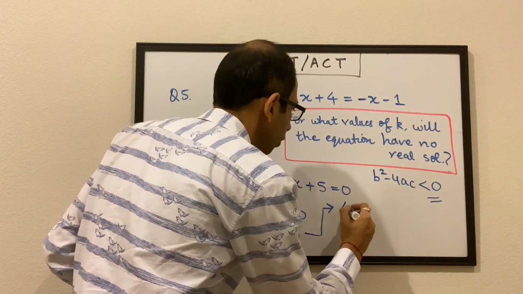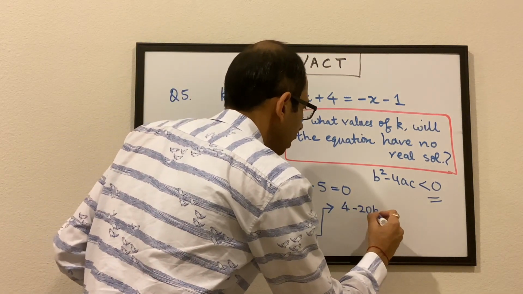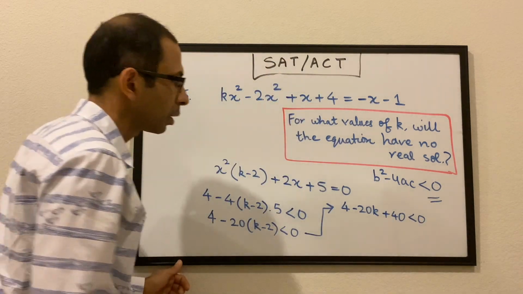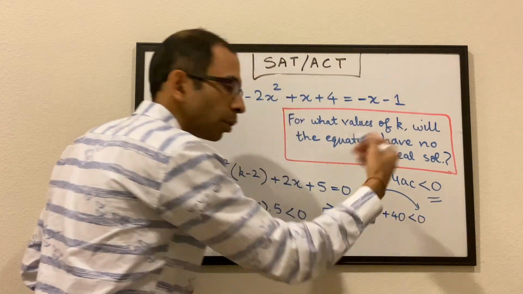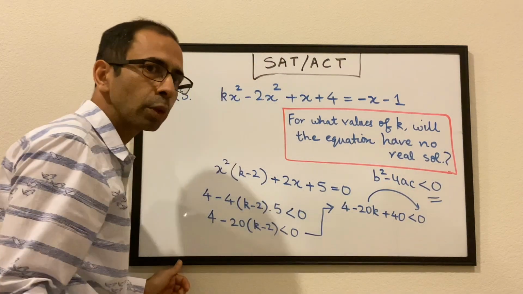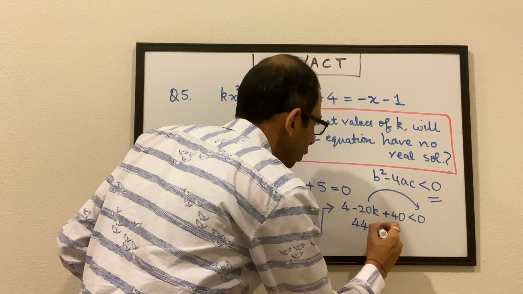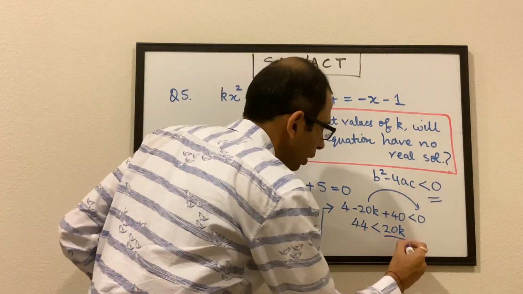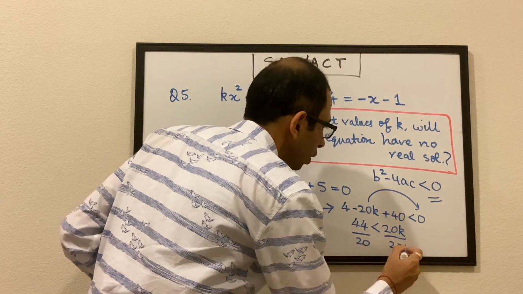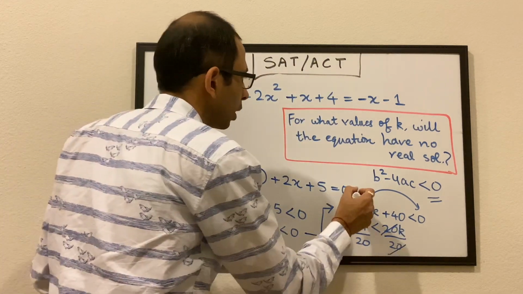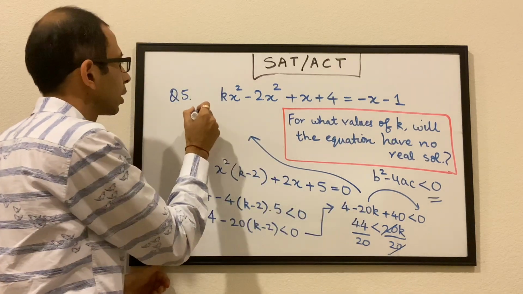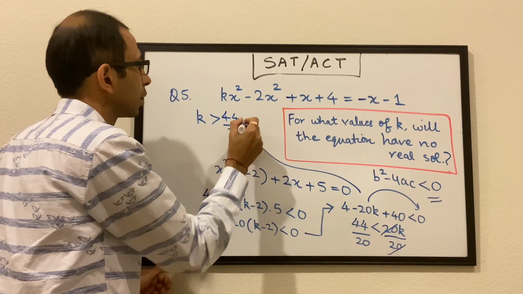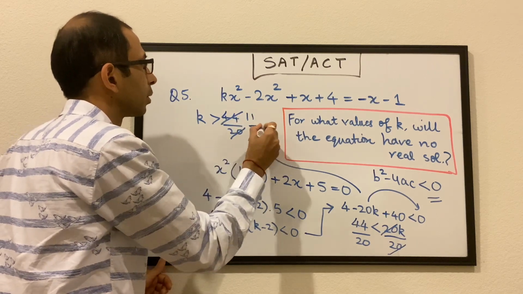So I get 4 minus 20k plus 40 is less than 0, right? I bring minus 20k to the other side. I add 4 and 40 to get 44. So I get 44 is less than 20k. And then I divide by 20 to solve for k. And I get k is greater than 44 over 20, which is nothing but 11 over 5.